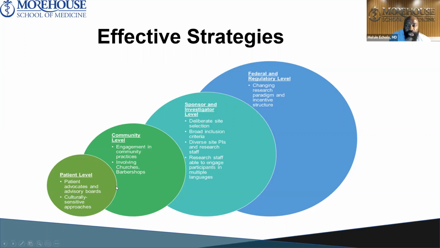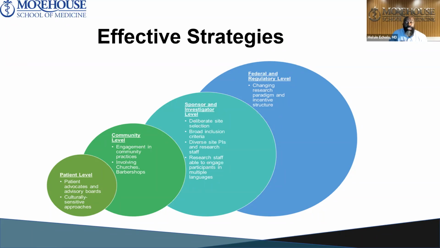At the community level, you engage community practices, involve churches, barbershops. Again, the more people see you at the little volunteer fairs and things, the better. Churches love to have doctors come speak for an education service or something like that. When you offer that, you might get overused, but it'll work in your benefit in the long run.